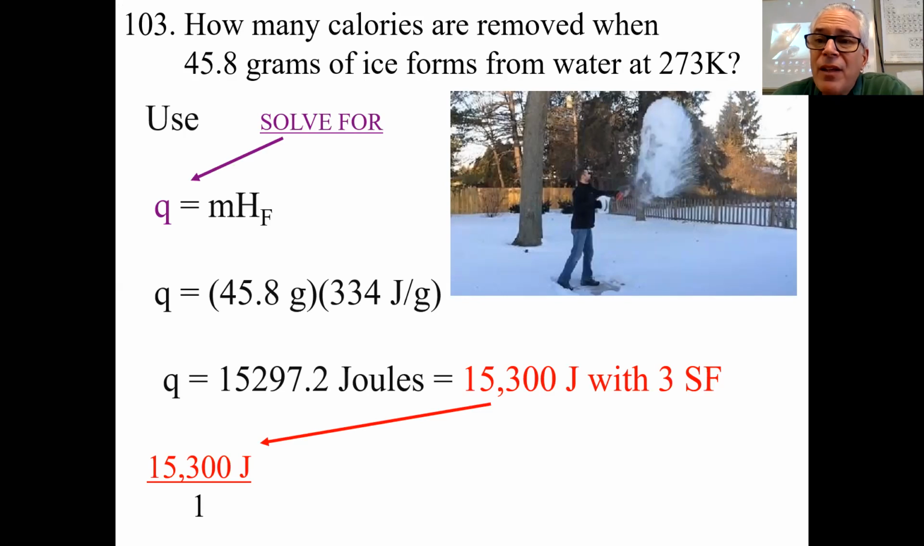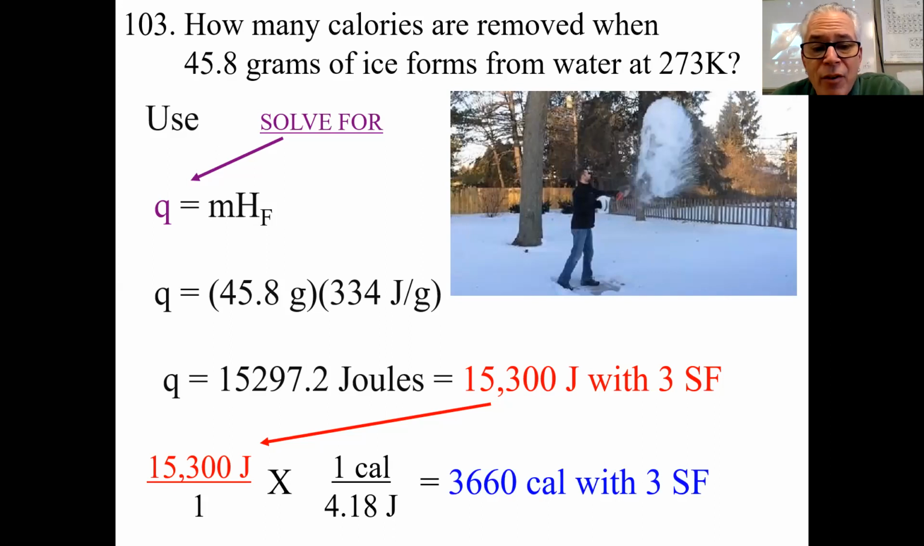Now, we have to convert this. We have to remember that there are 4.18 joules in a single cal. That's a lowercase c cal. This is not a food calorie. This is a scientific little calorie. So we're going to multiply it by that conversion factor. 1 cal is the same as 4.18 joules. We do some division, and the answer comes out to be 3,660 cals, 3 significant figures.